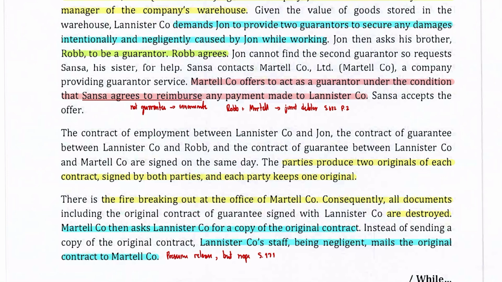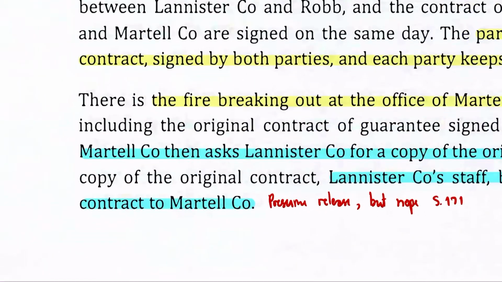Parties produce two originals of each contract signed by both parties, and each party keeps one original. Then there's a fire breaking out of the office of Matthew Cole. Consequently, all documents were destroyed. Then Matthew Cole asks Lannister Cole for a copy of the original contract. Lannister Cole's staff, being negligent, mails the original contract to Matthew Cole. Now, this is the case of section 327 of the Thai Civil and Commercial Code.